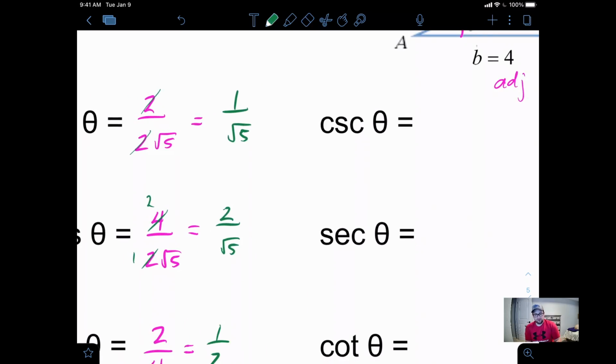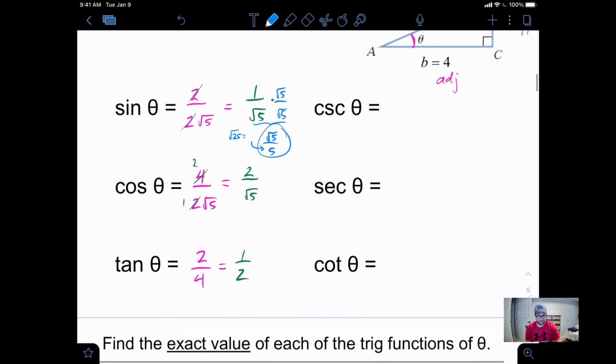We also, in this situation, yes, we reduce the 2 over 2, but we also want to rationalize the denominator here. So if you think all the way back to when we were doing that pre-work, to rationalize the denominator, I would multiply by the square root of 5 over the square root of 5, and this would give me the square root of 5 over 5, because square root of 5 times square root of 5 would give us the square root of 25, and the square root of 25 is just 5. So this would be my final answer for that.